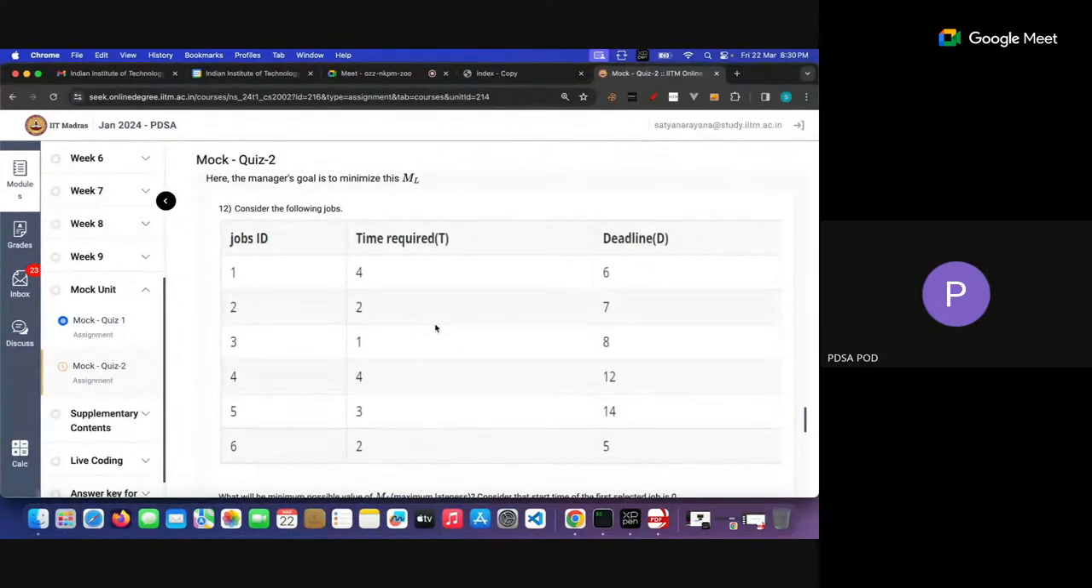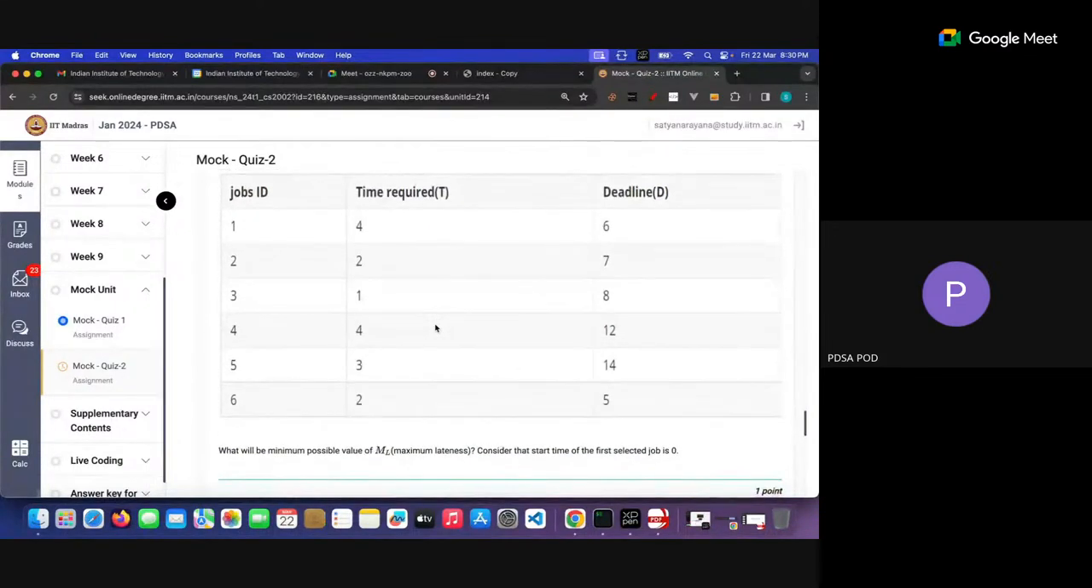Now the question is, what will be the minimum possible ML, the maximum lateness, considering the start time of the first job is zero? You can select any job first, but the starting time of the job is zero. Is there any particular approach for this? It is definitely a greedy approach, am I right?